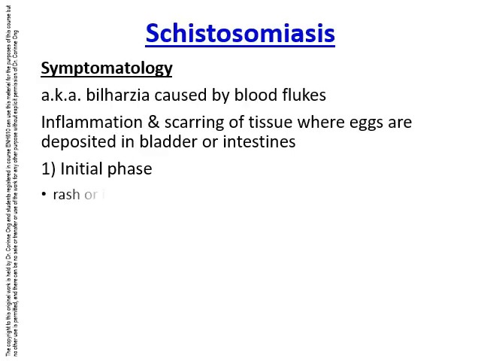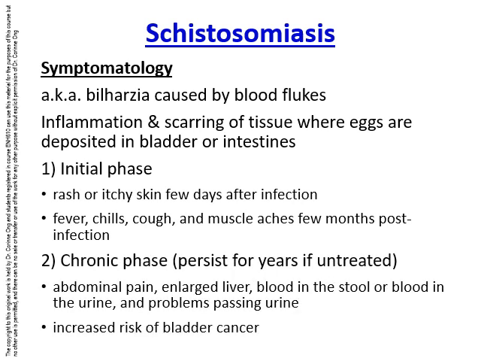The next type of flukes we'll look at are the blood flukes, which are very different from intestinal flukes. The ones we'll cover in today's lecture are schistosomes. They cause schistosomiasis, which is also known as bilharzia. This disease also has 2 phases. The initial phase presents with a rash or itchy skin a few days after infection. Then fever, chills, cough, and muscle aches a few months post-infection. The chronic phase, which may persist for years if untreated, results in abdominal pain, enlarged livers, blood in the stool or blood in the urine, and problems passing urine. There is also an increased risk of bladder cancer.